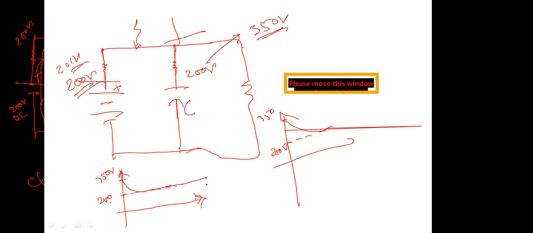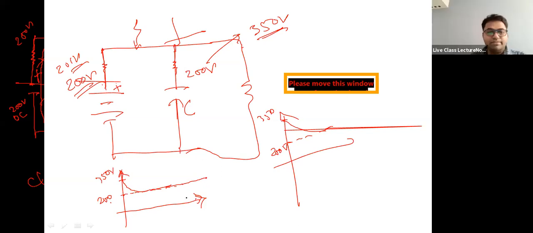Yes, sir, I got it. You will be seeing the practical implementation of it soon when we do the 4-quadrant chopper.